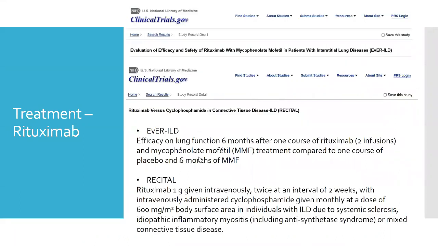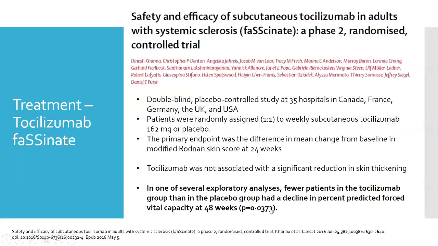And as I mentioned, we have 2 active clinical trials. One is called the EVER ILD trial, and this is basically looking at efficacy on lung function 6 months after 1 course of rituximab, so 2 infusions, and mycophenolate when compared to just placebo and mycophenolate. And the other one is the Recital trial, which is basically comparing it to cyclophosphamide.